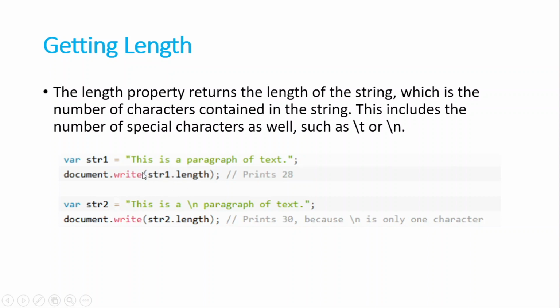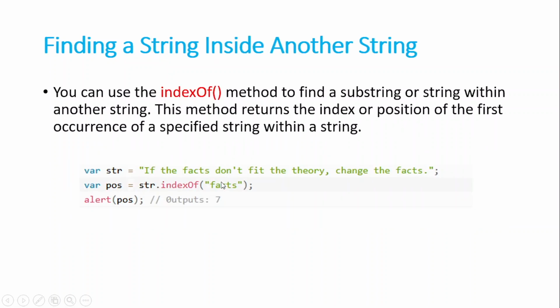So we can access that by using string1, or the variable name, dot length. Then it will give us the total characters inside this string. You can see 28 characters are returned, and now we have 30 because we have added 2 more characters. One space and this backslash n is only 1 character, so 2 characters are increased now.